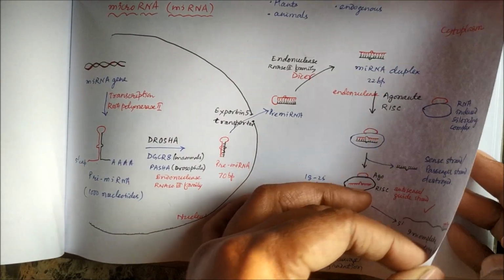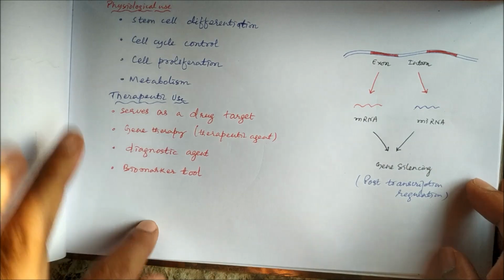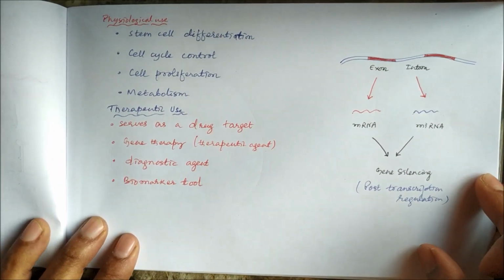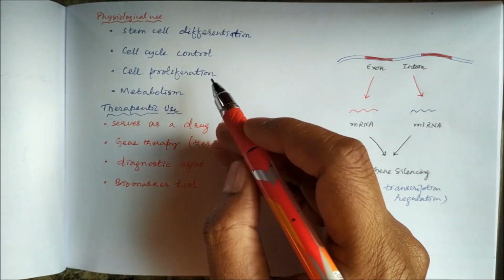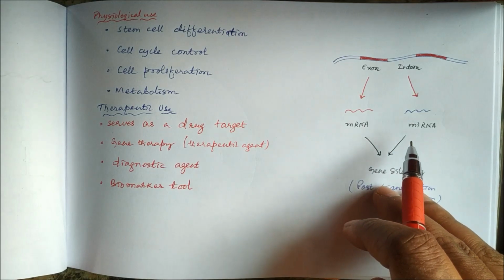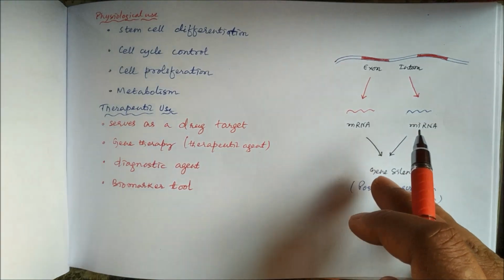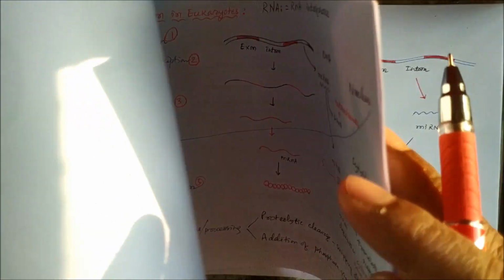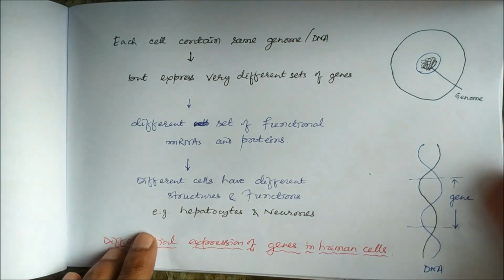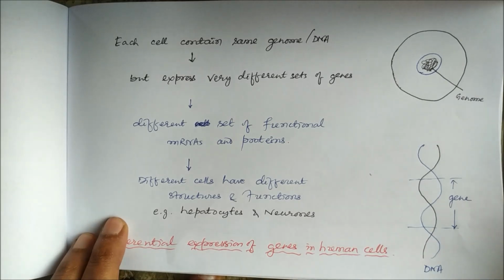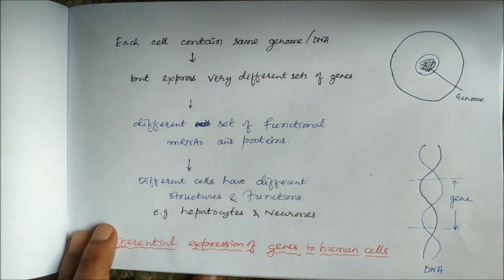So what is the use of this microRNA? Physiologically it can be used during stem cell differentiation, cell cycle control, cell proliferation, metabolism. For example, you can see that almost all of our cells have the same genome, but different sets of functional mRNA or proteins are present in different cells, and accordingly the structure and function of different cells are different.